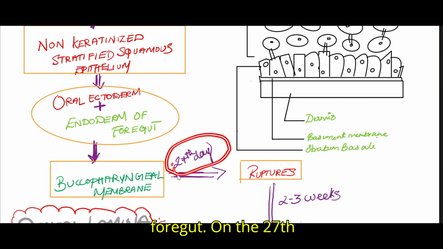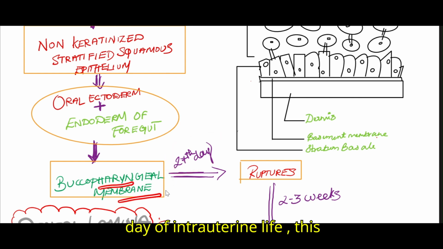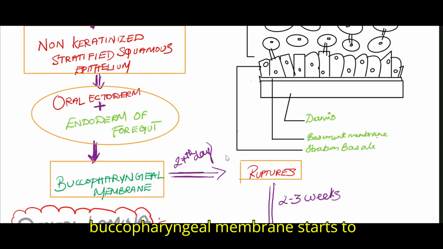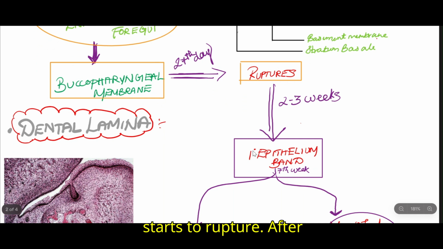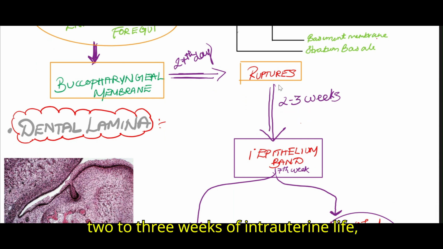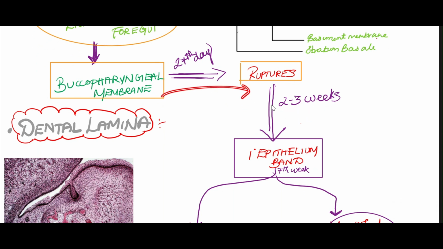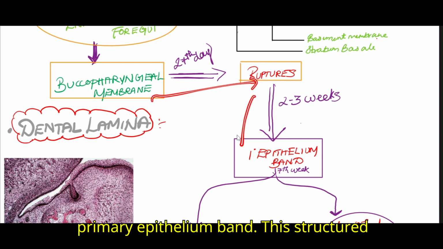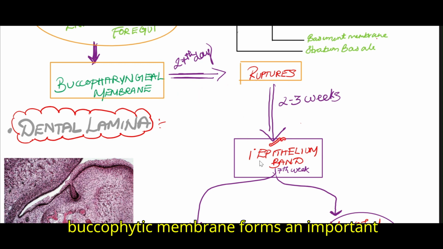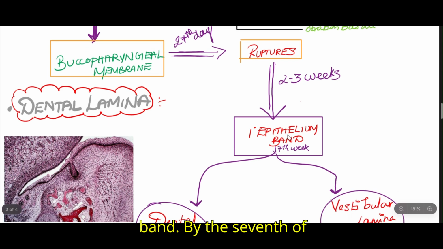On the 27th day of intrauterine life, this buccopharyngeal membrane starts to rupture. After 2 to 3 weeks of intrauterine life, this ruptured buccopharyngeal membrane forms an important structure called the primary epithelial band.